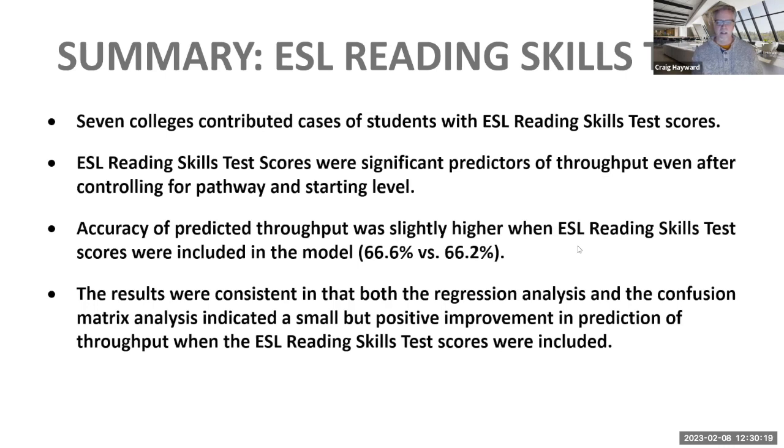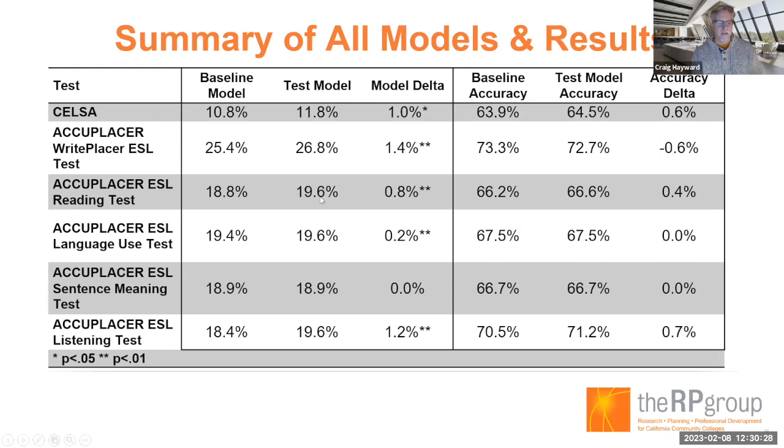So we had consistent positive improvement in model accuracy when we added in the reading skills test scores. Now this is a summary, so we don't have to look at that set of complex or detailed tables for all of the tests. This just summarizes all of the models and results in one table. So you can see the KELSA model. If we look at the model delta, it shows you the change. In this case, it's an improvement for the test model.